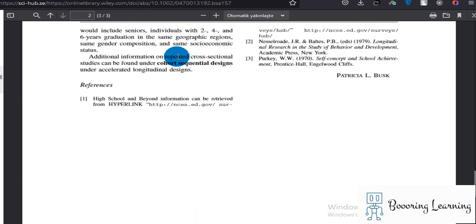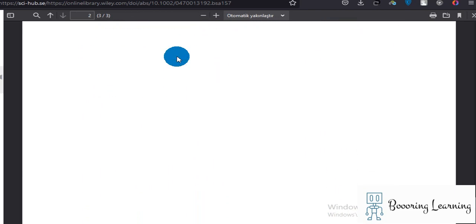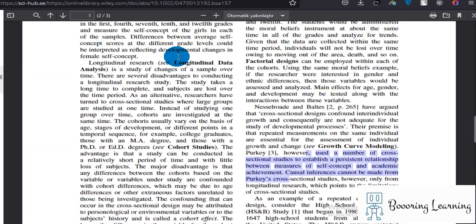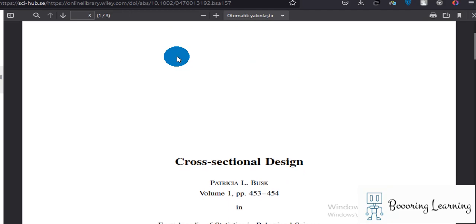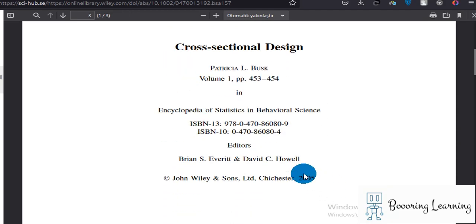So that's interesting. Additional information can be found here, and you can somehow reach the article. It seems to be published in 2005.